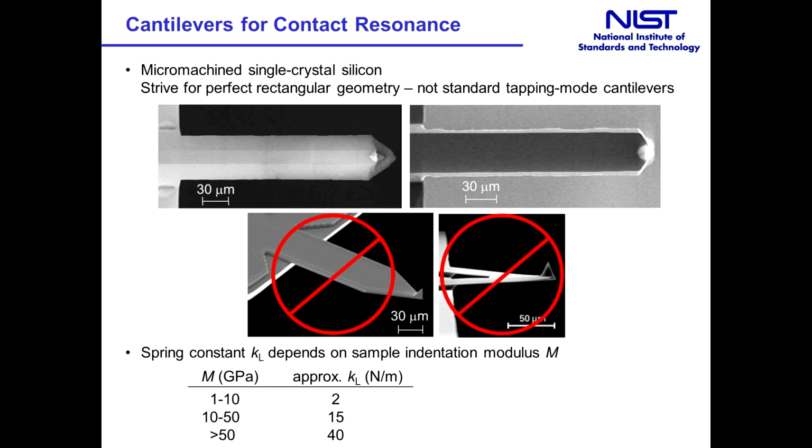Also, we have to think about the spring constant KL of our cantilever, and that depends on the expected modulus of the material that we're measuring. For materials with a modulus in the 1 to 10 gigapascal range, like some polymers, we typically use cantilevers with a spring constant of about 2 newtons per meter. As the modulus of the material increases, we want to increase our spring constant for better compliance matching, so that by the time we get to stiff materials with modulus greater than about 50 gigapascals, we typically use cantilevers in the 40 to 50 newton per meter range.